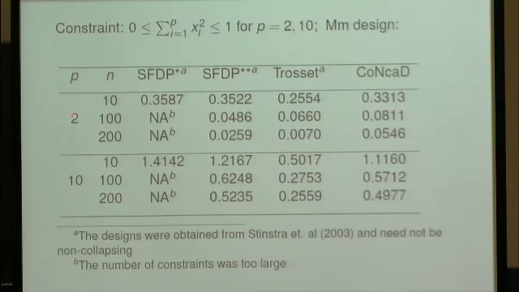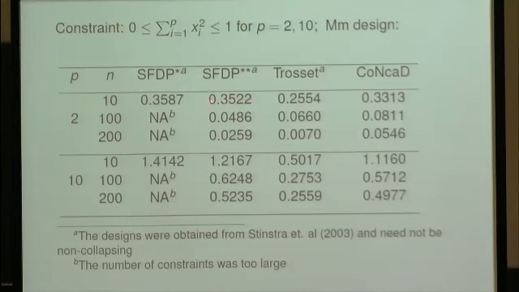2 dimensions, that's a circle, 10 points. Stinstra's maxi-min design has a minimum distance of 0.3522. Ours is not quite as good, but then our designs are non-collapsing and his aren't. So that constrains us. We wouldn't expect to be as good because we don't have as much flexibility in the space, but we're nearly as good. And the same thing for higher dimensions here. We're a little bit worse than his, but not, in my opinion, considerably.